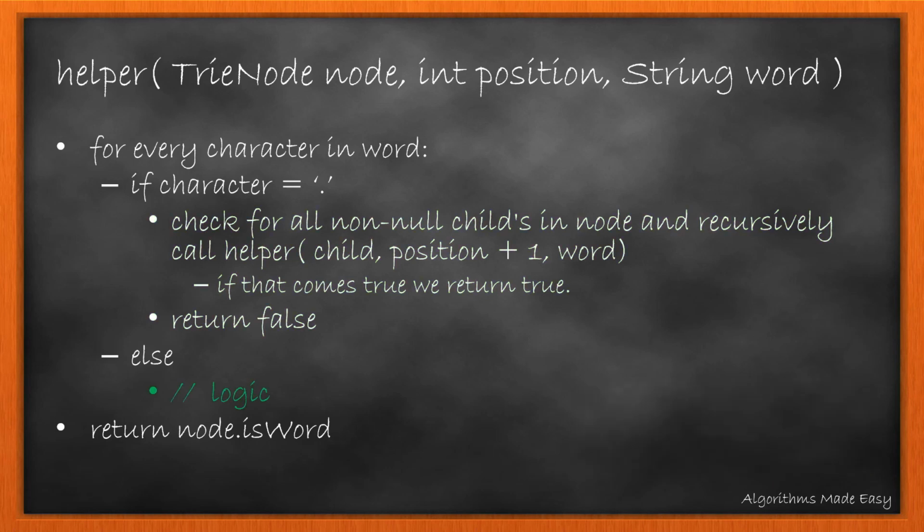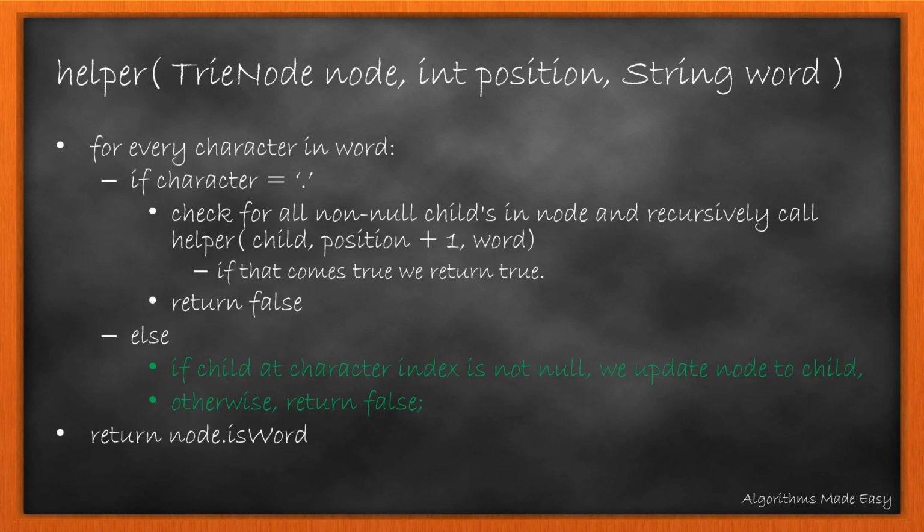Moving to the else part, we need to write the logic for when the character is not a dot. In this case, we check if the child node at the character is null or not. If it is not null, we update the node to the child node, else we return false. This covers all the cases for the search method.